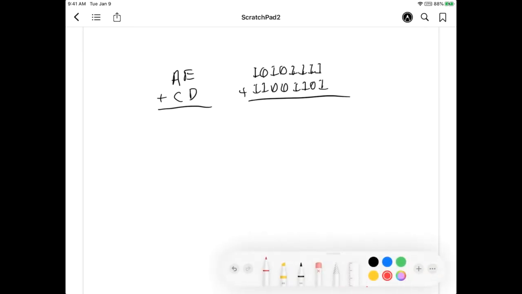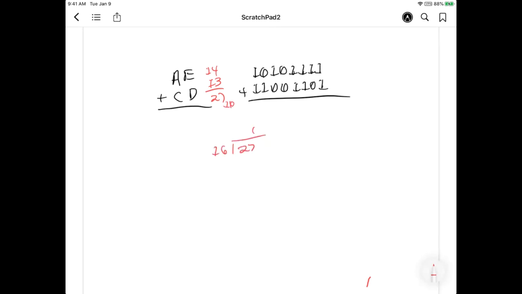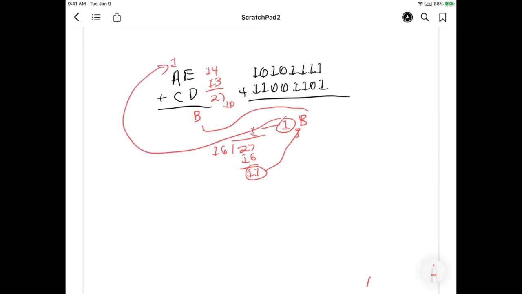So E and D. So this is 14 plus 13, which is 27 base 10. If we want to convert it back, 16 into 27 goes once, which is 1. So our answer here becomes 1 for the first digit, and the remainder, 11, becomes our other digit, which is B. So what we do with the B is we write the B here, and we write the 1, and add that to the next column up here. Now this is showing you a little bit about what the guys in the D group did the other day.